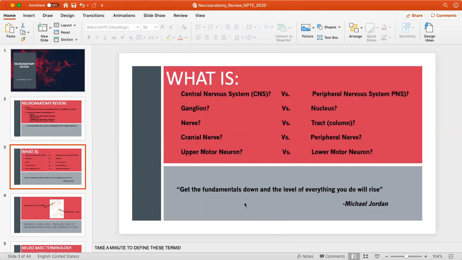So I really want you to think about what are the differences between the central nervous system and the peripheral nervous system. What do those two terms refer to? What is a ganglion versus what is a nucleus? What is a nerve versus what is a tract? What is a cranial nerve versus a peripheral nerve? As we'll see, there are some similarities between those two and there are some differences. What is an upper motor neuron and what is a lower motor neuron?